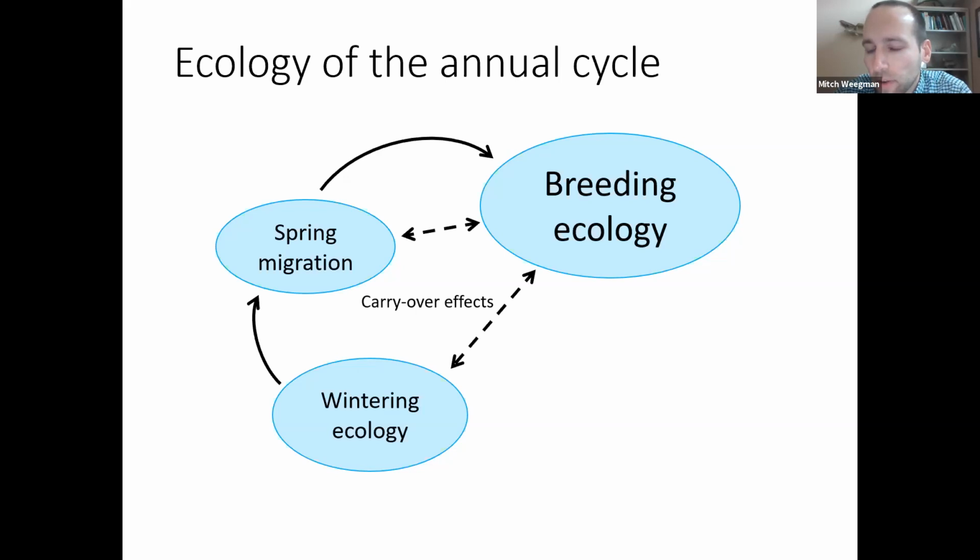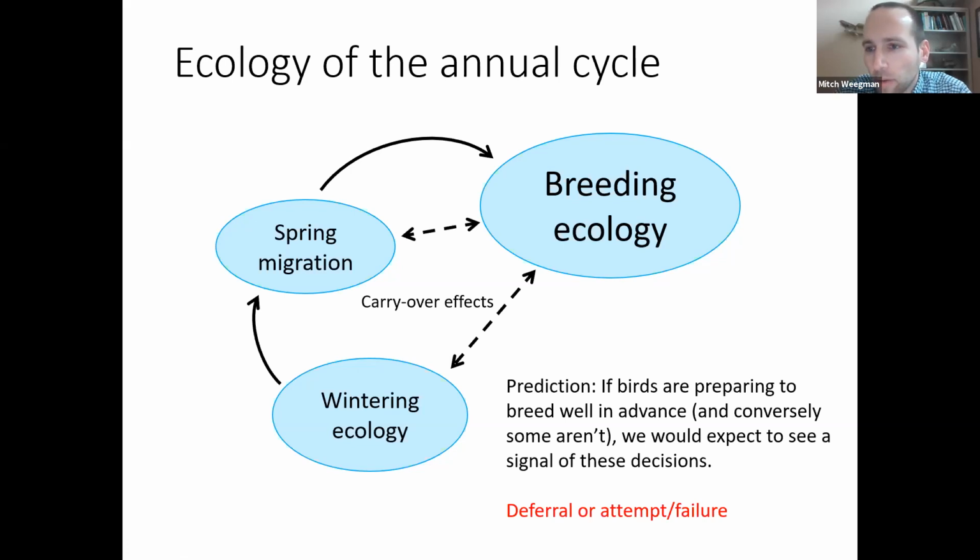And we know that these carryover effects are manifested in different ways on survival and on productivity. For relatively long-lived birds that have the capacity to make annual decisions about whether to attempt reproduction or not, it becomes very interesting then to study why some are choosing to go for reproduction and some are choosing to defer. So we have a prediction here. If birds are preparing to breed well in advance, and conversely some aren't, then we'd expect to see a signal of these decisions. So we're really trying to get at this idea of deferral or attempt failure, so as to know where to invest limited conservation resources.